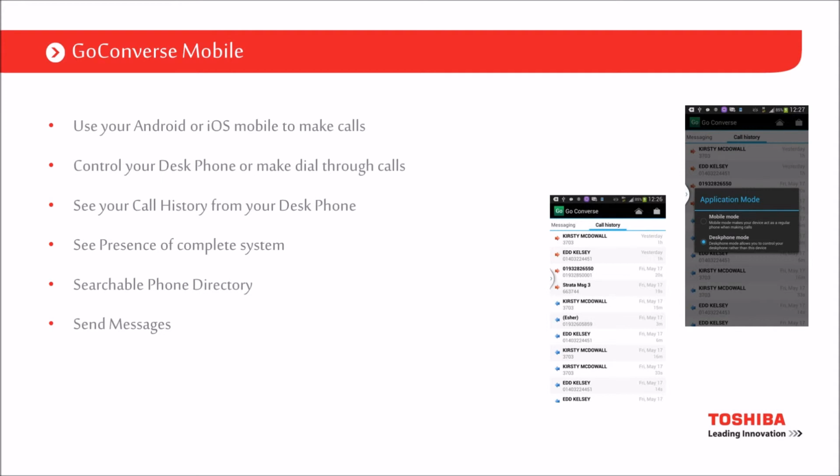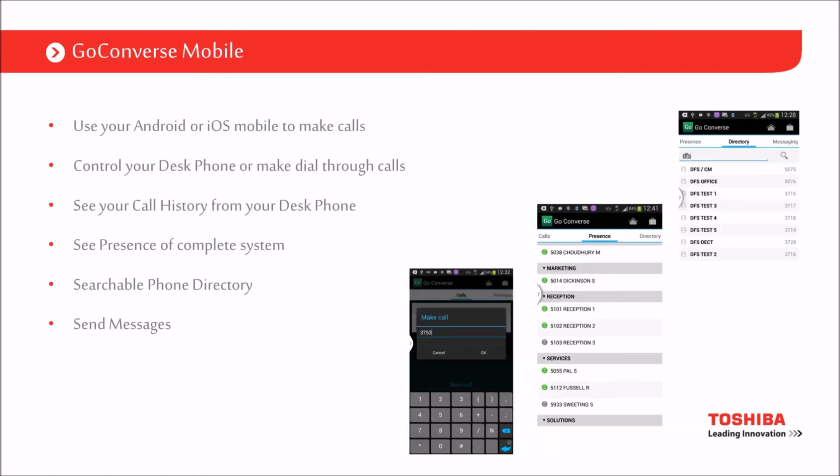And if I want to dial, I just hit the dial button and I can trigger a dial off my desk phone, or I can, if I go into mobile mode, as you can see from the second example there, I can trigger the dial from the mobile phone as well. So a lot of flexibility there to use a mobile device to control remotely the phone system.